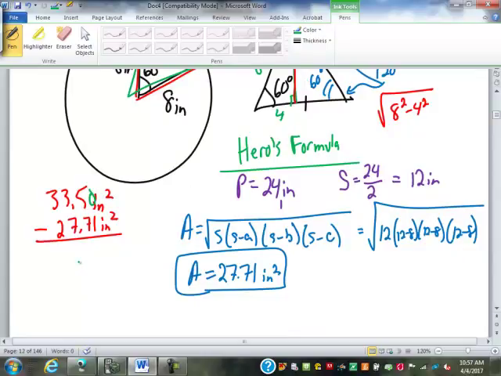So what do we have there? 5.79 square inches is what I'm getting. Everybody come up with that?